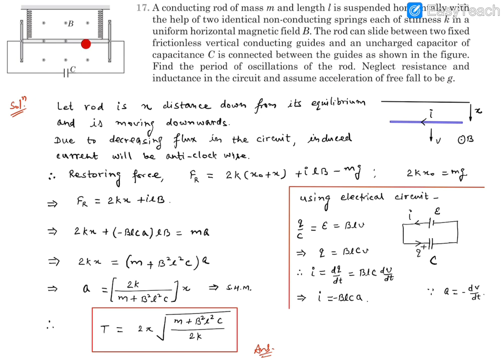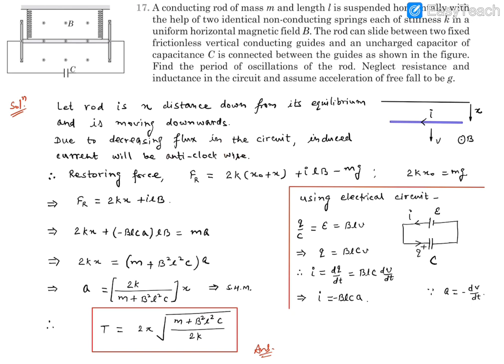This induced EMF is going to be BLv. Because of that, there is going to be current in the circuit. Moreover, we can decide the direction of current because this flux is going to increase, so the current will be such that it will oppose this cause. That means the current will be in this sense, anti-clockwise. That means in the conducting wire you'll find current running like this, as I've shown over here. I've written there: due to changing flux in the circuit, induced current will be in anti-clockwise sense.